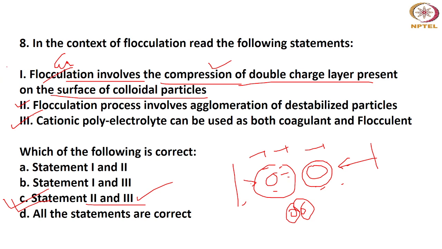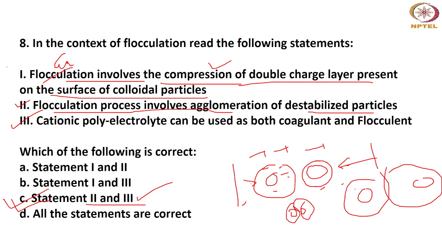So please be careful. The flocculation process involves the agglomeration of destabilized particles. Yes, because if they are not destabilized, they will have this layer. So we are trying to destabilize these particles to break this charge stabilization. At that time they will come closer to each other, and then the van der Waals force can act. And the second one: cationic polyelectrolyte can be used as both coagulant and flocculant.